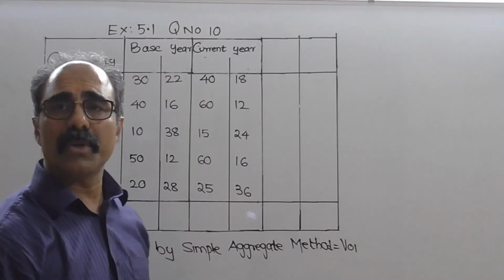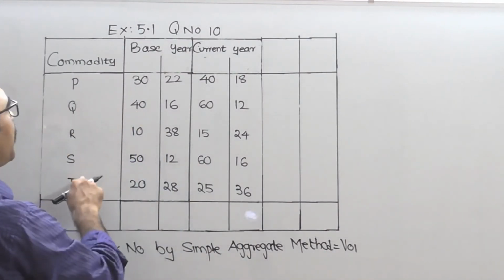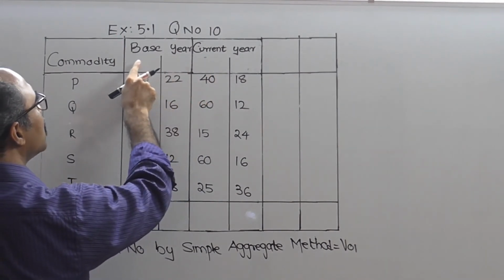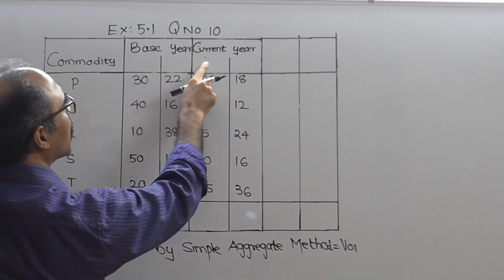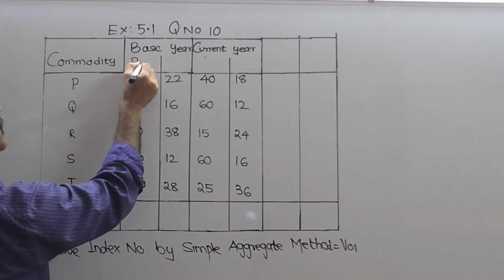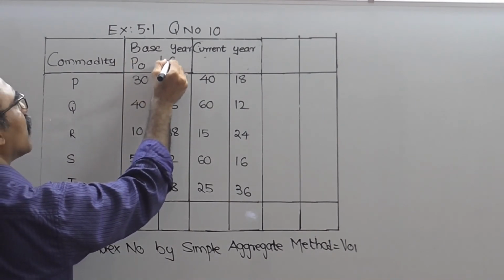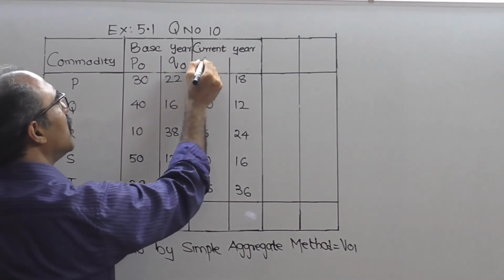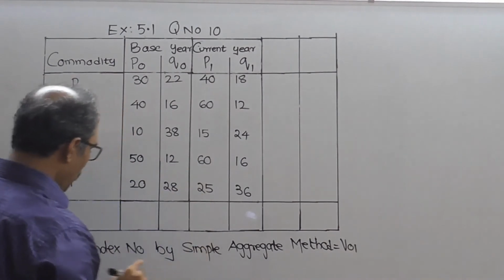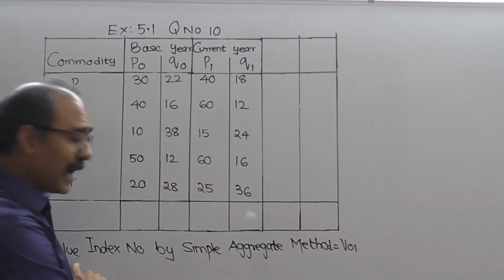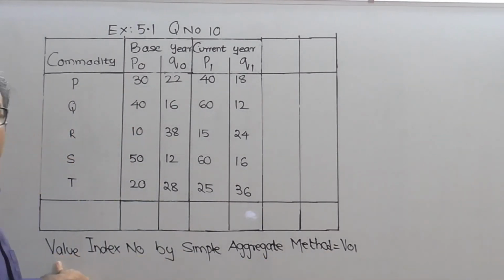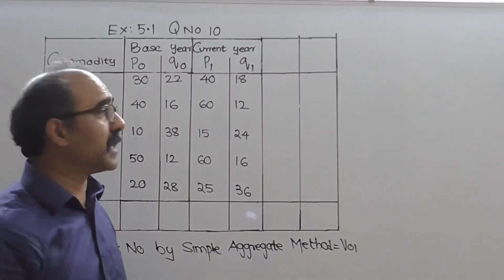Exercise 5.1, question number 10. Given commodity, given base year, current year, check in the textbook. This is base year price, base year quantity, current year price and current year quantity. The base year price is to be taken as P0. Base year quantity has to be taken as Q0. Current year's price is P1 and current year's quantity is Q1. You have to calculate value index number using simple aggregate method.